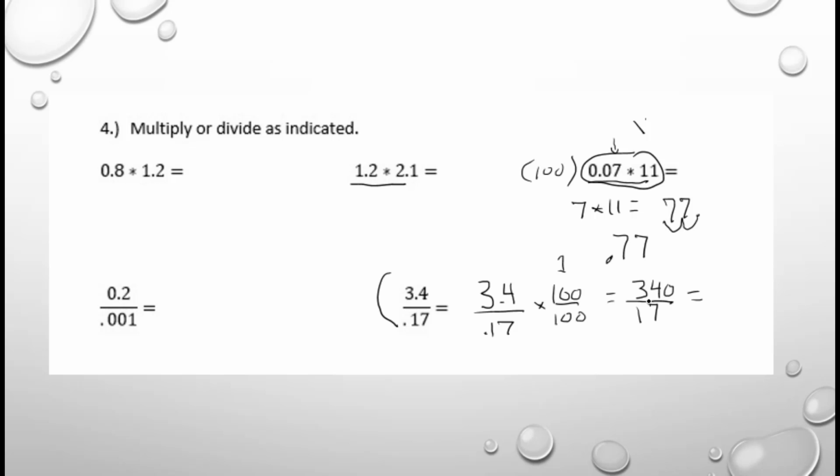So 34 divided by 17 is 2 with an extra 0, right? So it's 20. Now, do I have to do anything to this? No, because this number here and this number here are the same number. They're just different representations of the same number. In the same way that 1/2 of an inch is the same as 4/8 of an inch, right?